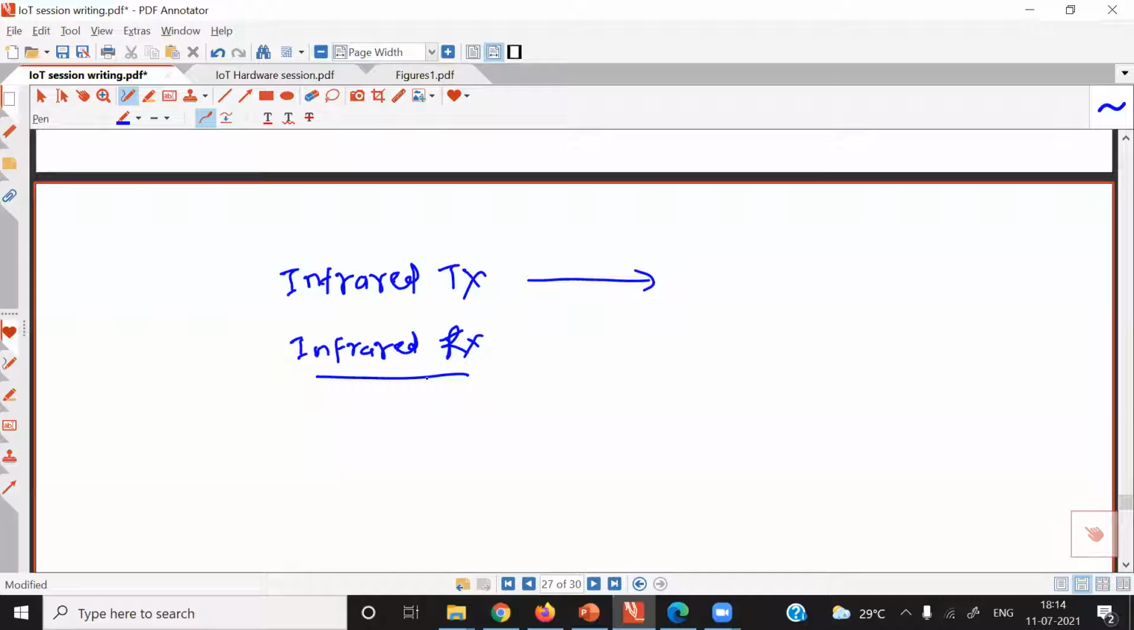So with the help of a microprocessor or microcontroller, the output of the infrared receiver will be checked continuously. And if it is above the threshold, that means intrusion has happened. Then the microcontroller will send data to the cloud, and from the cloud it will be sent to the Android app, where the customer or user will understand that intrusion has happened in his premises.